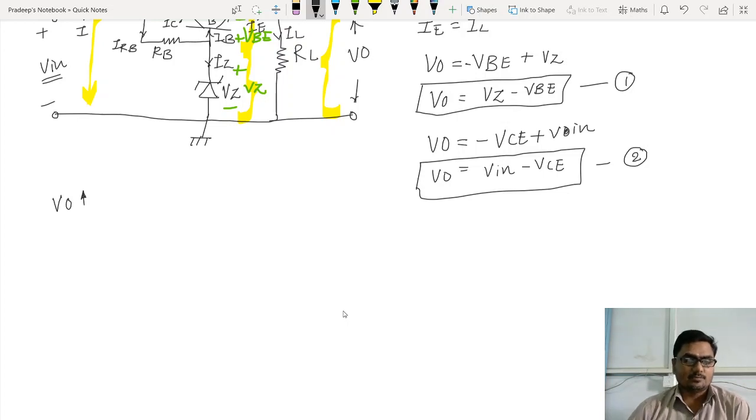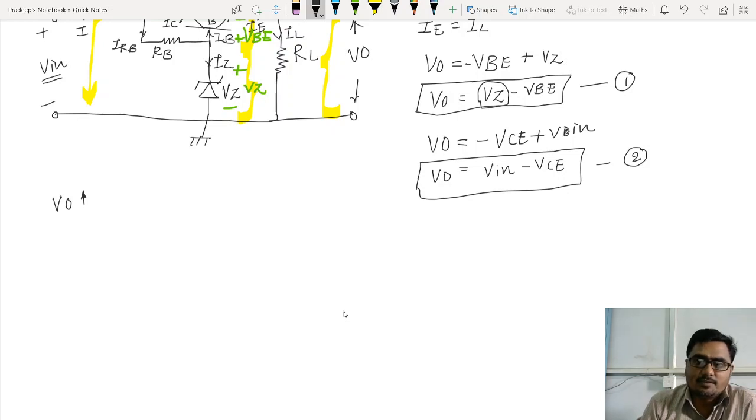Now, what will happen if output voltage is increasing? Now, see, this Zener voltage must be constant. From equation number 1, check out VZ. VZ is always constant. Even VIN is also constant, but for the time being, just consider equation number 1. VO is equal to VZ minus VBE. Now, VZ is a Zener voltage. Zener itself gives us constant voltage when it is in breakdown region. So, VZ is constant.